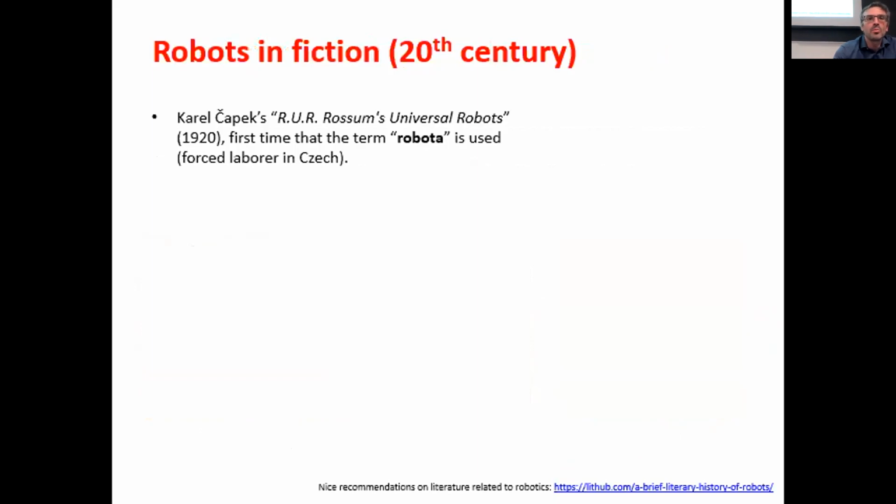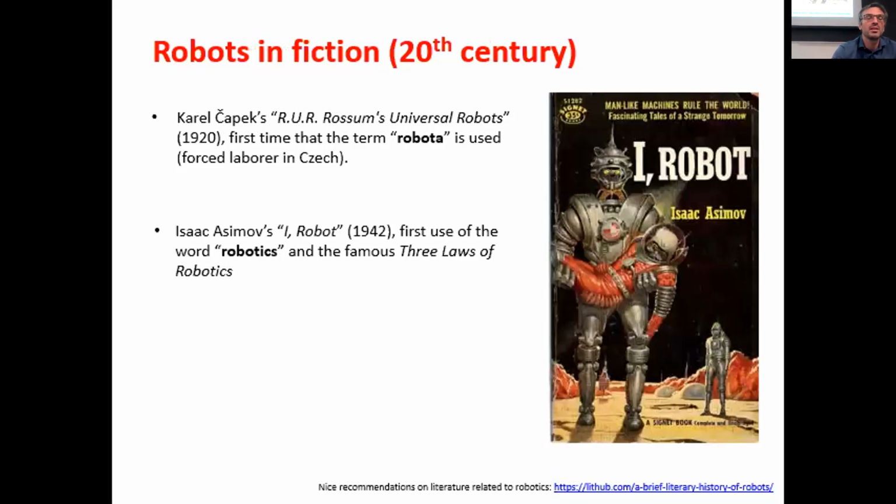And the word robot came out with the writer Čapek, a Czech writer that created his play Rossum's Universal Robots, and talked first about the term robota, which means forced labor. So again, replacing humans in doing some work.